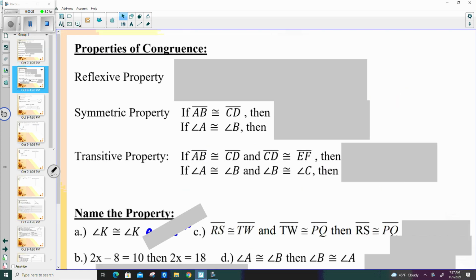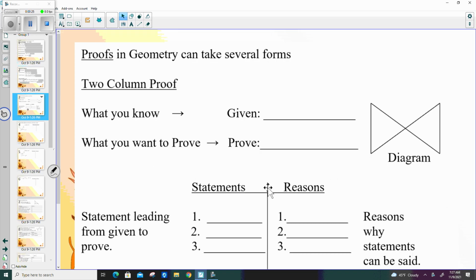And we went through all these different properties, you matched them up, because when we do proofs in geometry, it can take a bunch of different forms. One of the forms is if you are given something, so this is on page 2 of that packet, if you turn the page. If you're given a piece of information and then you're asked to prove something, lots of times they'll give you a picture.